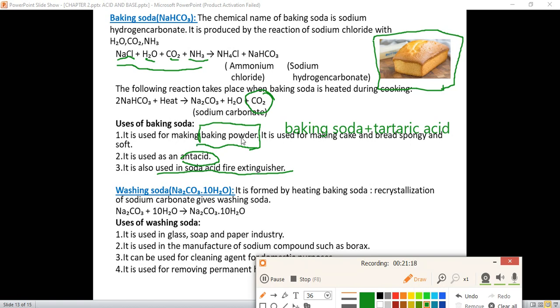It is used for making baking powder. It is used for making cakes and bread spongy and fluffy. It is used as an antacid and it is used in soda acid fire extinguisher.